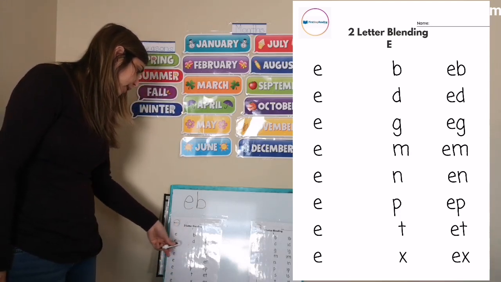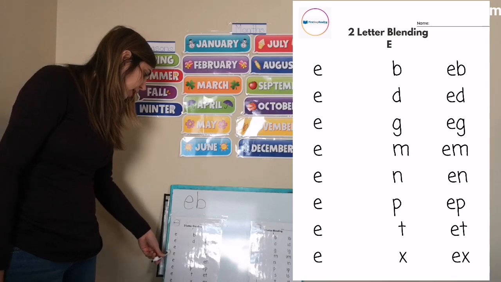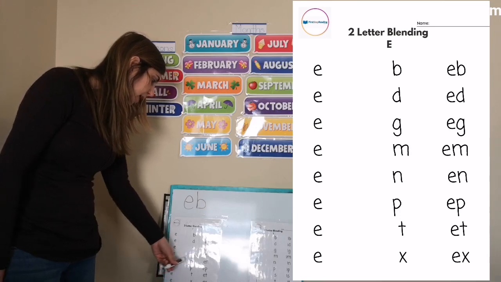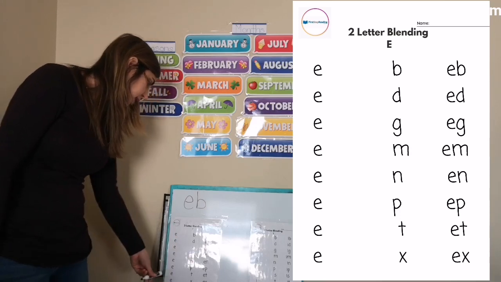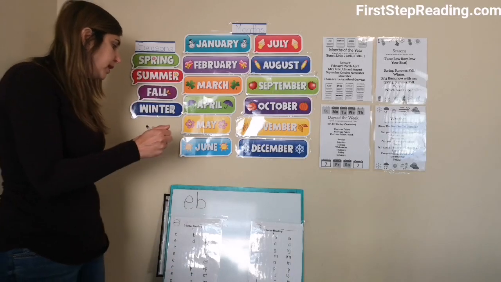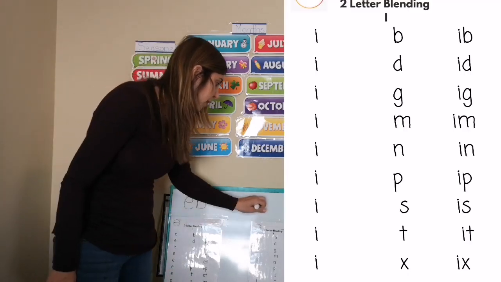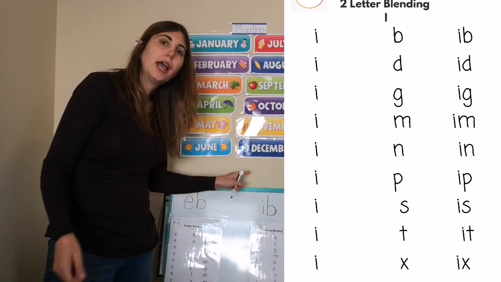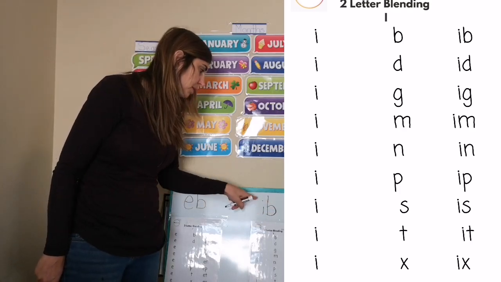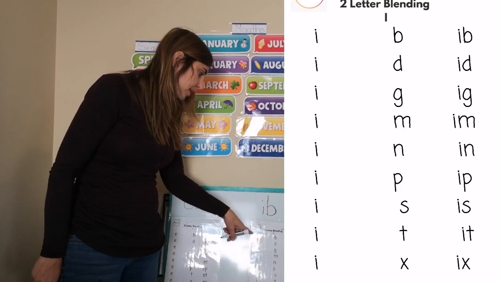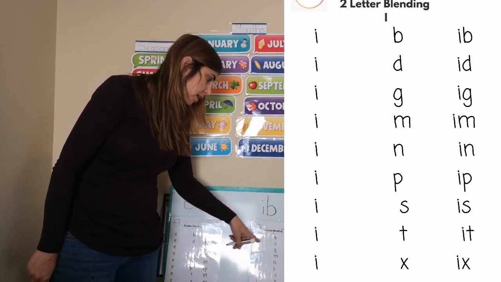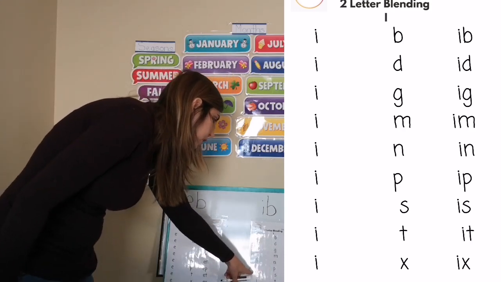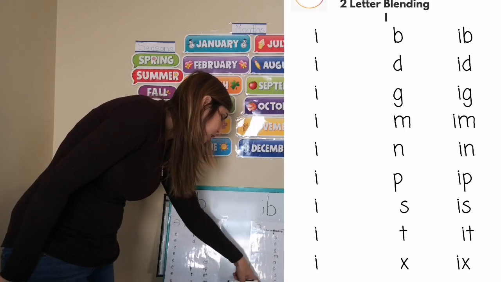Ed, ed. Egg, egg. Em, en. Ep, ep. Et, ex. You want to blend them together, okay? Same with I. Ib. See how I blend it together? I and B becomes ib. Id, ig, im, in, ip, is, it, and ix.